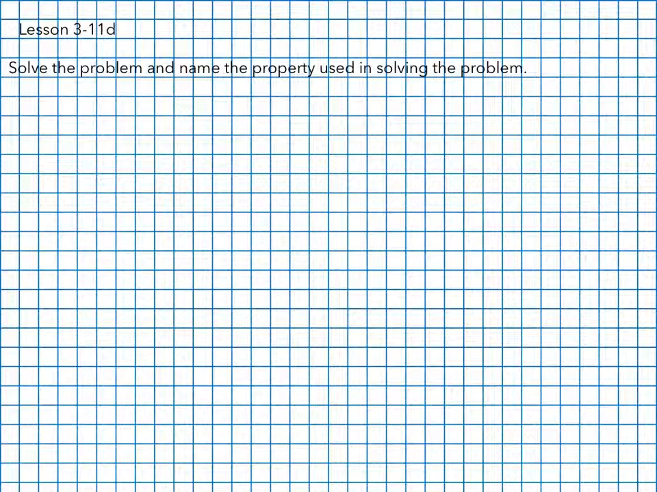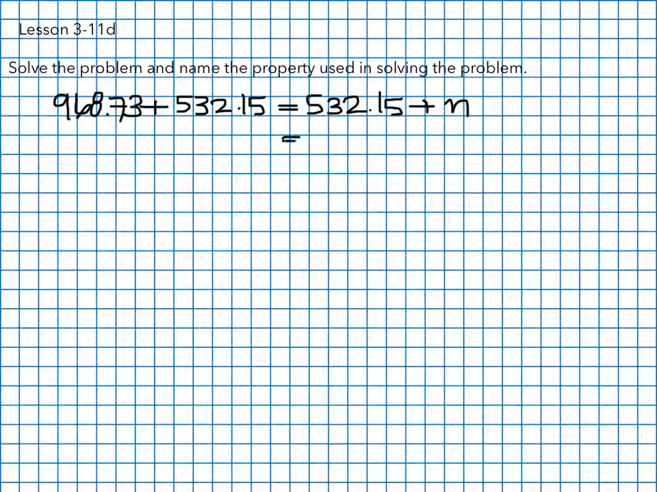Alright, the first problem is 968 and 73 hundredths plus 532 and 15 hundredths is equal to 532 and 15 hundredths plus n. And your job is to figure out what n equals. And then tell me what property did you use.